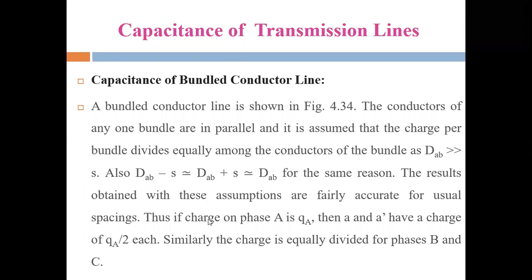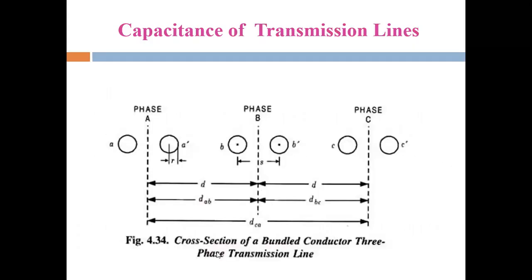That is, if the charge on phase A is QA, then each conductor of A has a charge of QA by 2. Similarly, the charge is equally divided for phase B and also phase C. This is phase A, this is phase B and this is phase C. This is the cross sectional view of a bundle conductor three phase transmission line.